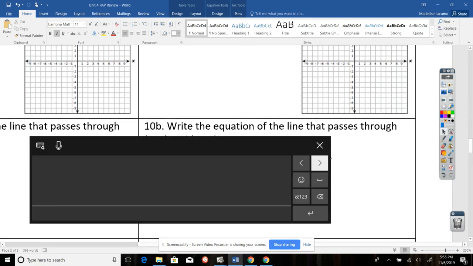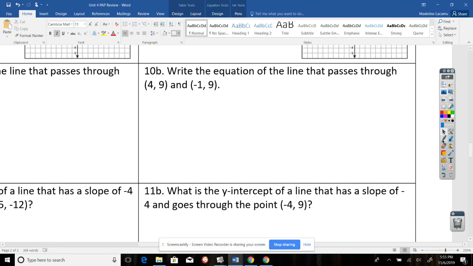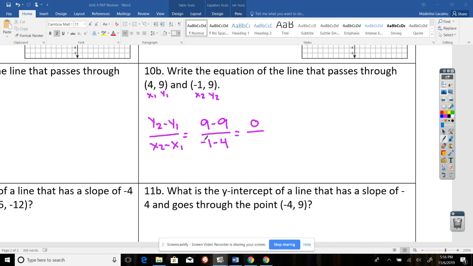Okay, number 10 says write the equation of the line that passes through (4, 9) and (-1, 9). So what I'm going to do, I'm going to label these x1, y1, x2, y2, and use my slope formula. So y2 minus y1 over x2 minus x1. Then I'm going to have 9 minus 9 over x2 is -1, x1 is 4. So 9 minus 9 is 0 over -1 minus 4 is -5.